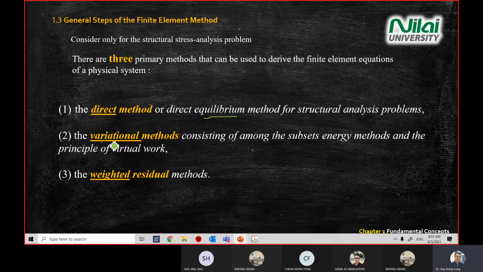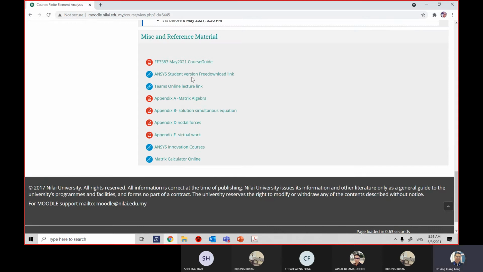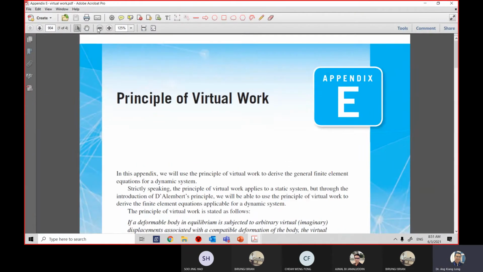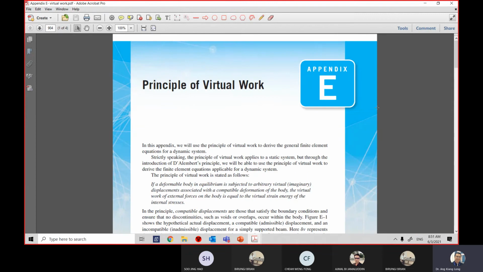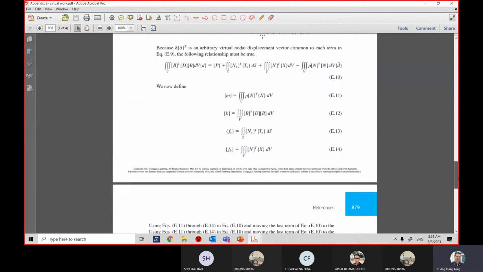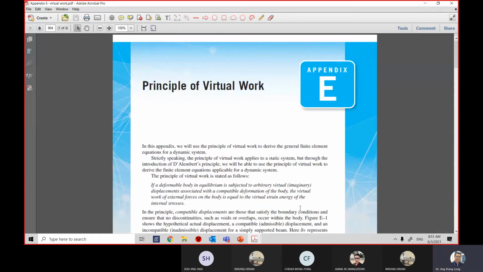Okay. The second one is variation, where we will use the principle of virtual work. This one you need to go to Moodle again. In the Moodle, there is Appendix E virtual work. You download and you will see Appendix E, Principle of Virtual Works. I want you to read also. I want you to read through what is Virtual Works. What is this?